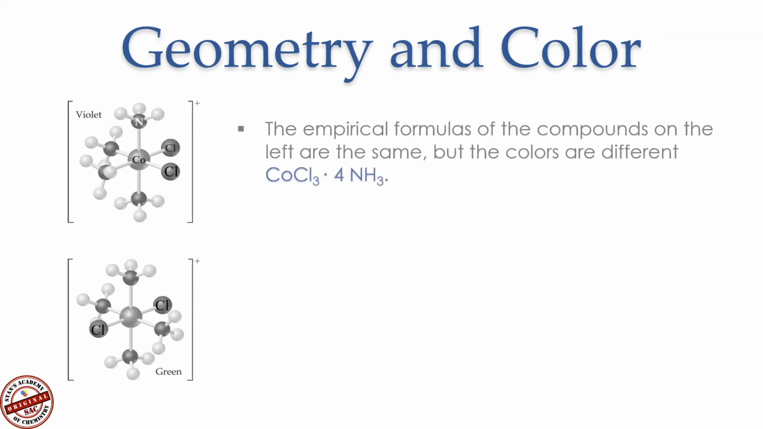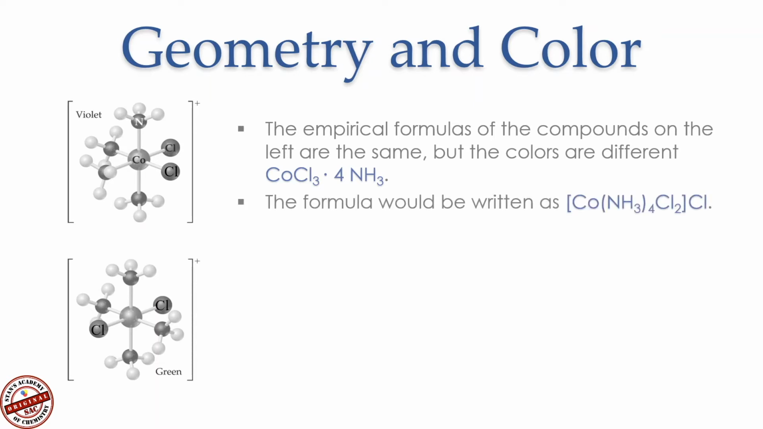So the empirical formula for the compounds on the left is the same, but the colors are different. Or we can generically write the formula of this compound as CoCl3.4NH3. This is not the conventional way for writing the formula of a complex, but this is the empirical formula for both of these molecules.